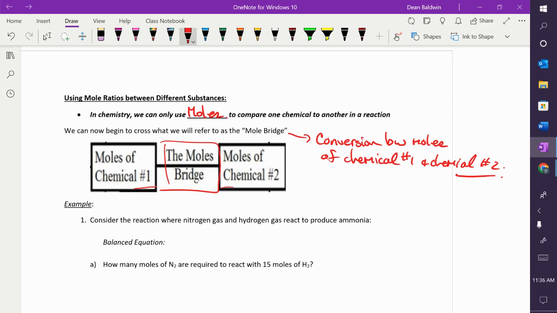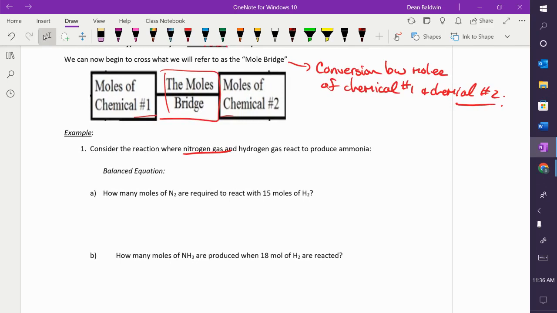All right, here we go. Consider the reaction where nitrogen gas and hydrogen gas react to produce ammonia. So, what is nitrogen gas? What's the formula for nitrogen gas? N2. So this is where we have to use the last chapter.